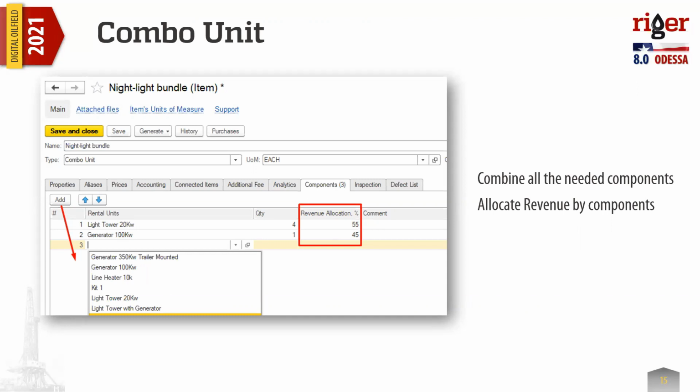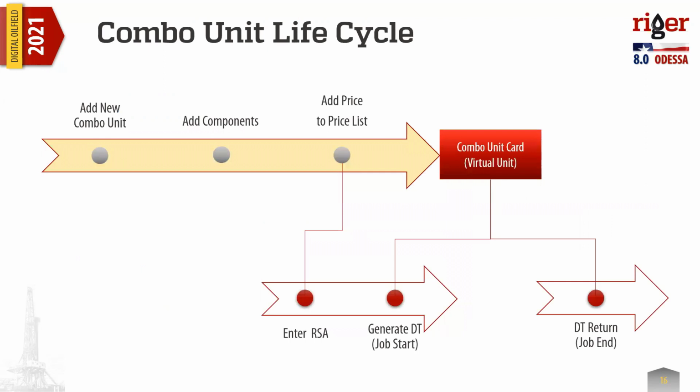So just to move on and give you an idea about the life cycle, we add the combo unit as an item in the system. So we create an item, we select the type of that item as a combo unit, as I've shown in one of the first slides in this presentation. Then we add the components, but not specific serial numbers.